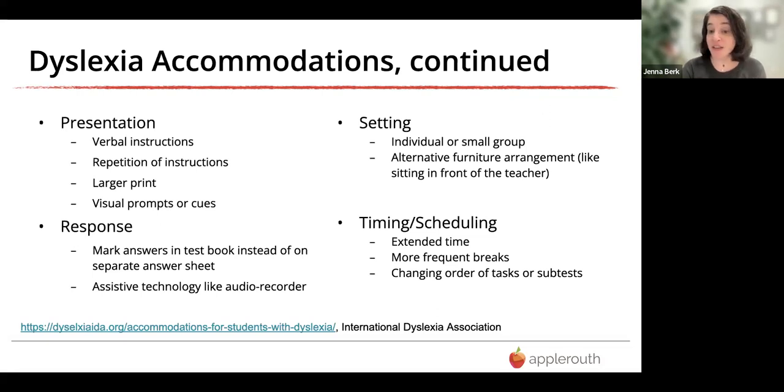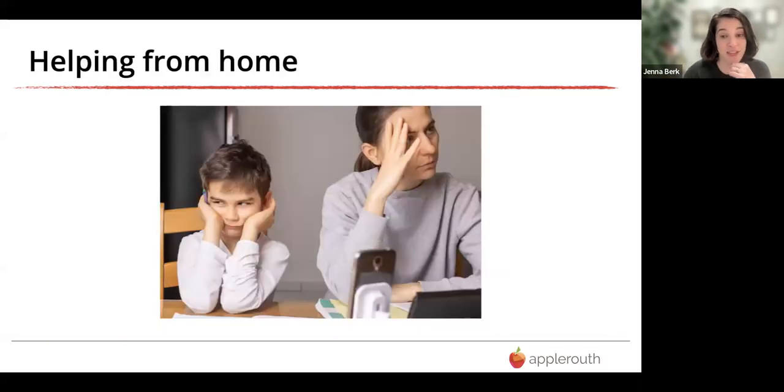And then timing. So extended time, I already talked about, more frequent breaks, or changing the order of your tasks or subtests, depending on what you need. So those are all of the official accommodations that you can get in school, but let's talk about what you can do at home.